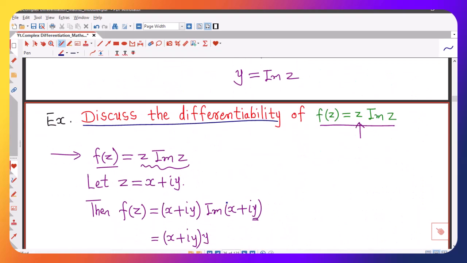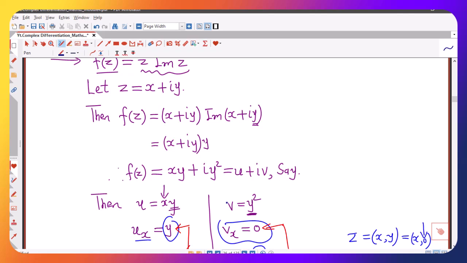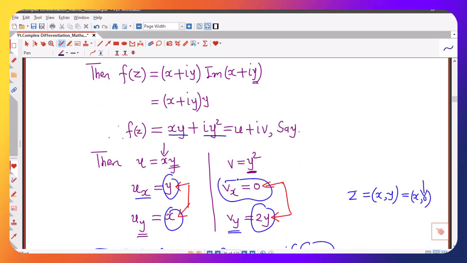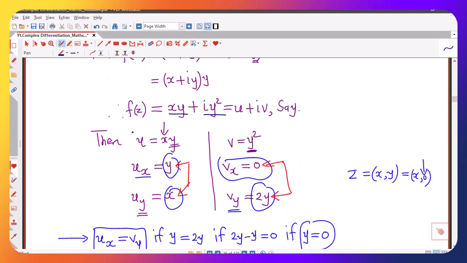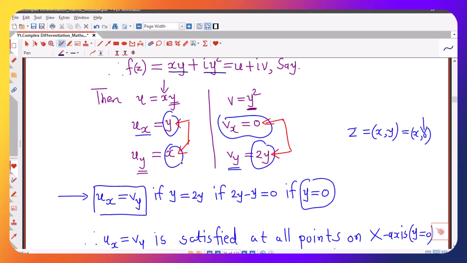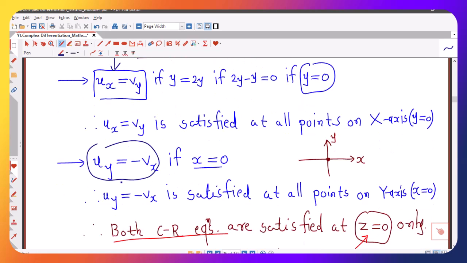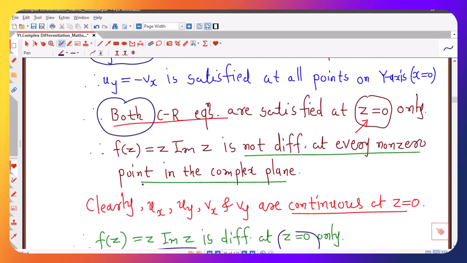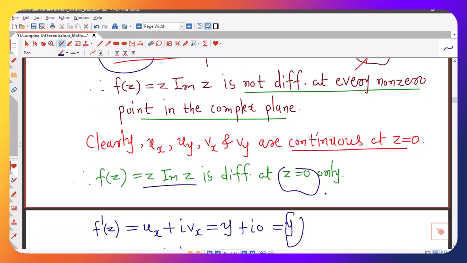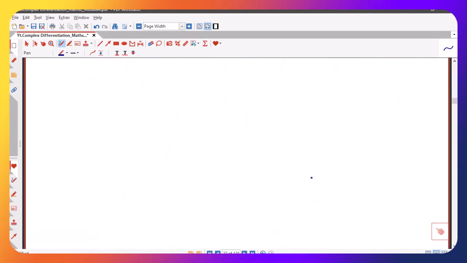So here the method is the same. What we have done: first we find u and v, the real and imaginary parts of f of z. Then we find their first order derivatives. Then we determine the points at which both equations are satisfied, and then we write down the continuity condition, and then we are able to determine the point of differentiability.